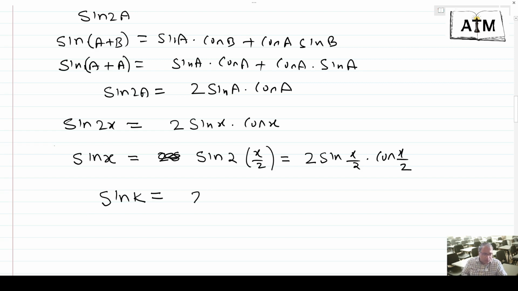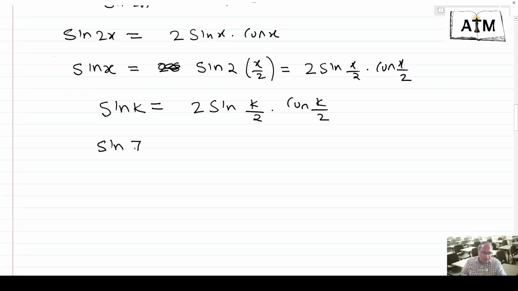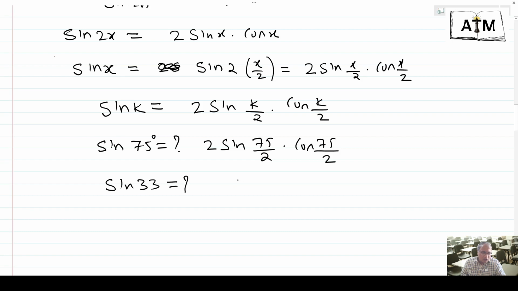In general, sin k equals 2 sin k by 2 dot cos k by 2. Example, if you ask me sin 75 equals how much? To use this formula, suppose somewhere you require to find sin 2A formula for sin 75. Then it can be written as 2 sin 75 upon 2 dot cos 75 upon 2. Suppose sin 33 equals how much? Then sin 33 can be written as 2 sin 33 upon 2 dot cos 33 upon 2.